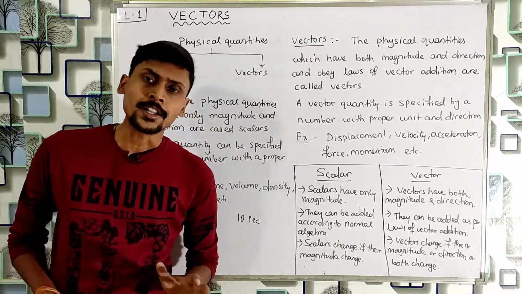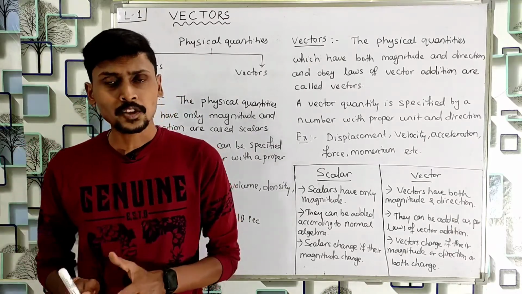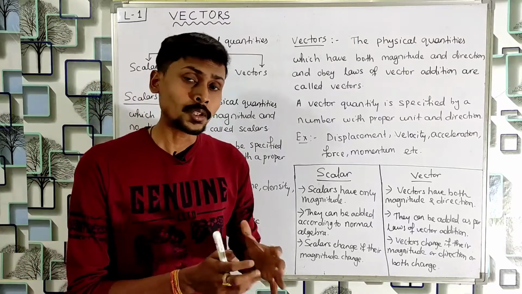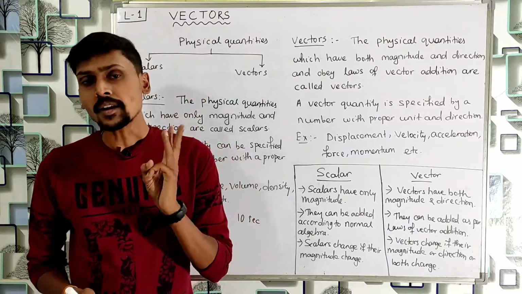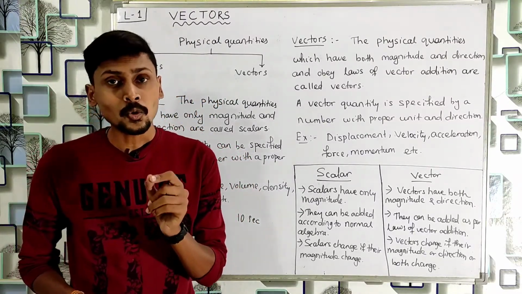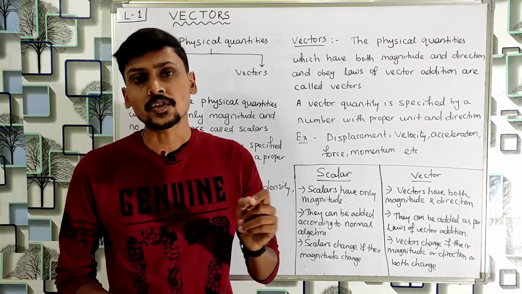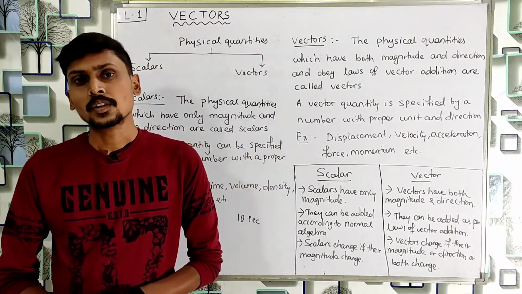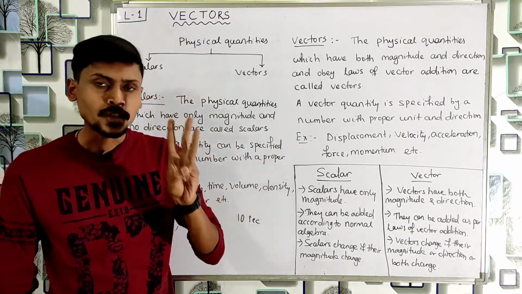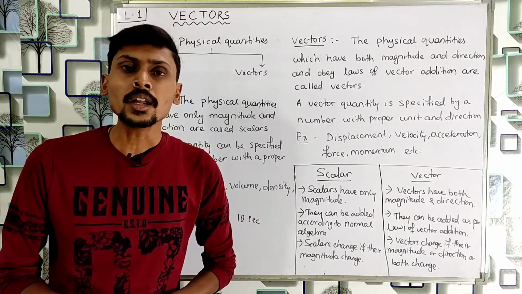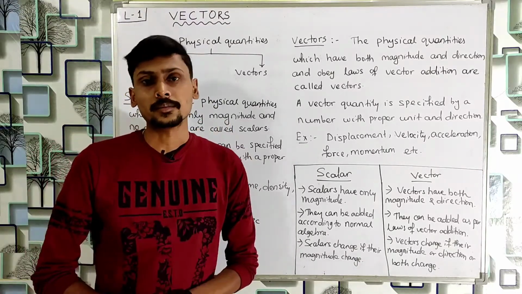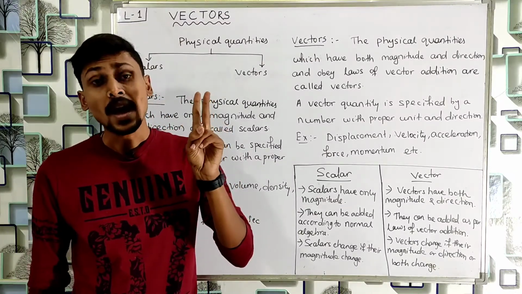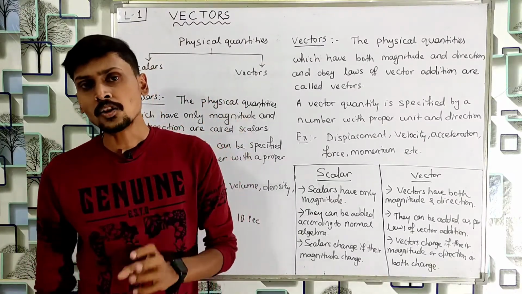But what is the meaning of vector? The physical quantities which have both magnitude and direction. And the third condition is they should obey the laws of vector addition. So three conditions are necessary for a physical quantity to be a vector. The first one is it should have magnitude, it should have direction, and it should obey the laws of vector addition.